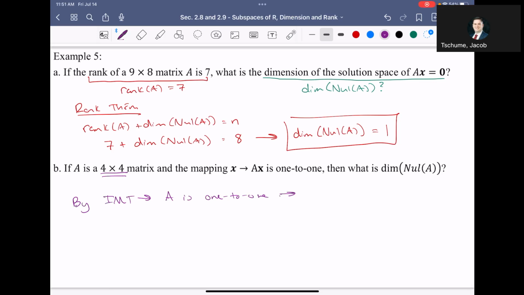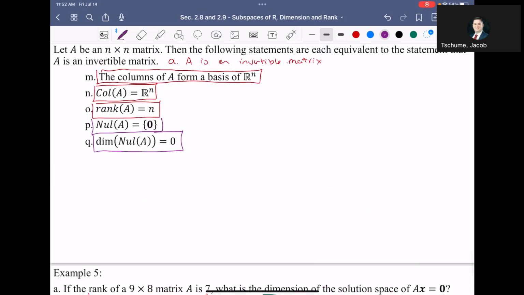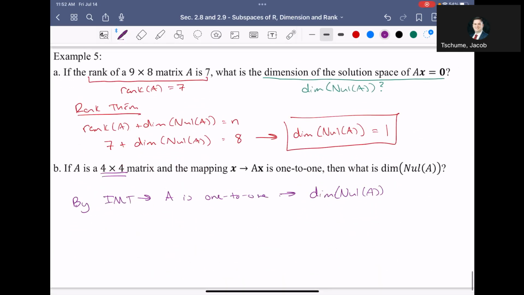Well, of the 5 parts I added today, one of them talked about the dimension of the null space of A, and I'm going to scroll back up. That is part Q of the invertible matrix theorem. Since I know one of the previous statements is true, then Q must be a true statement as well. So thus the dimension of the null space must be 0. And thus that means only the 0 vector, also known as the trivial solution, will be part of the null space.